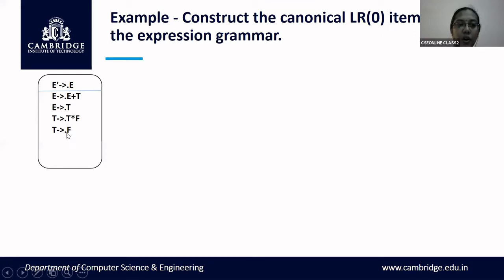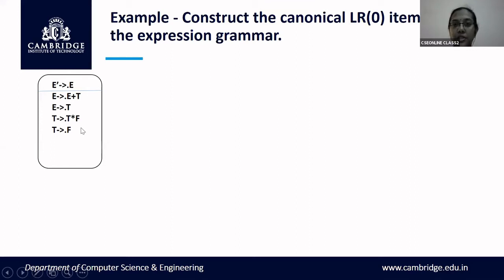What is following dot? F is following dot. So now you have to take the closure of F, because F is a variable. How many production rules do you have where F is on the LHS?